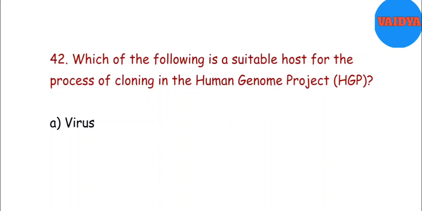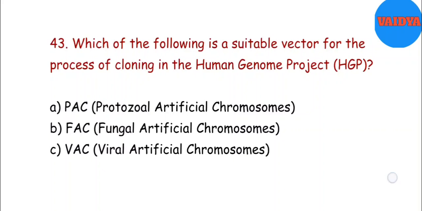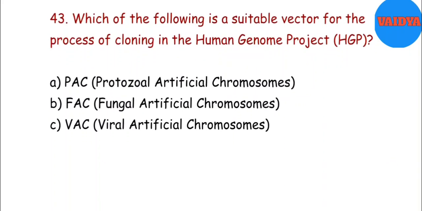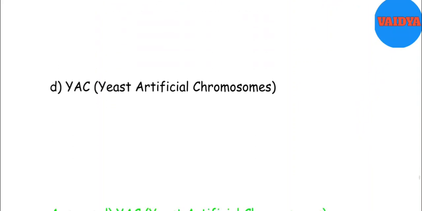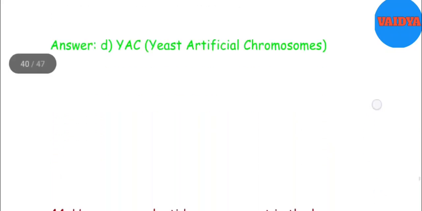42. Which of the following is a suitable host for the process of cloning in the Human Genome Project (HGP)? A. Virus. B. All types of fungi. C. Bacteria. D. Protozoan. Answer. C. Bacteria. 43. Which of the following is a suitable vector for the process of cloning in the Human Genome Project (HGP)? A. Protozoal artificial chromosomes. B. Fungal artificial chromosomes. C. Viral artificial chromosomes. D. Yeast artificial chromosomes. Answer. D. Yeast artificial chromosomes.